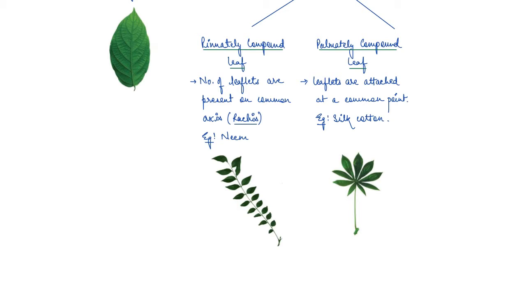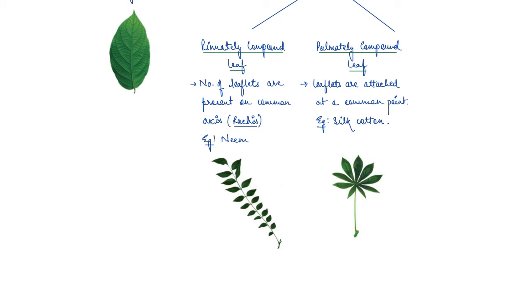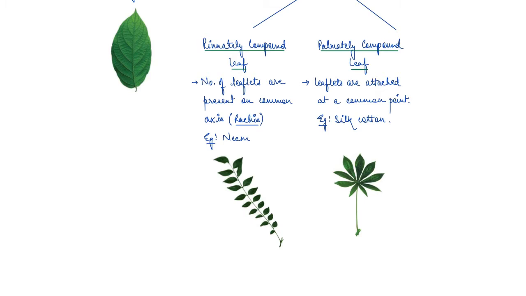If the leaflets are present on a common axis, then it's pinnately compound. And in the other case, where the leaflets are attached at a common point, as you can see here, then it is palmately compound. Basically this is nothing but the shape of a palm. That is why it is known as palmately compound.